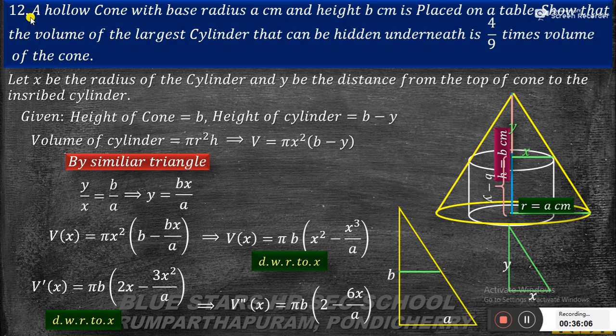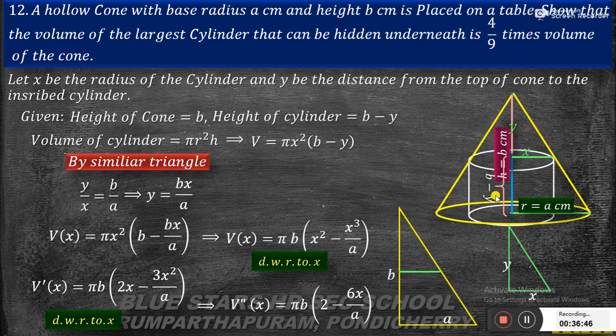We discuss the 12th problem. A hollow cone with a base radius a centimeter and a height b centimeter is placed on a table. Show that the volume of the largest cylinder that can be hidden underneath is 4 by 9 times the volume of the cone. A hollow cone means the inside is empty space. The base radius is a centimeter and the cone height is b centimeter.